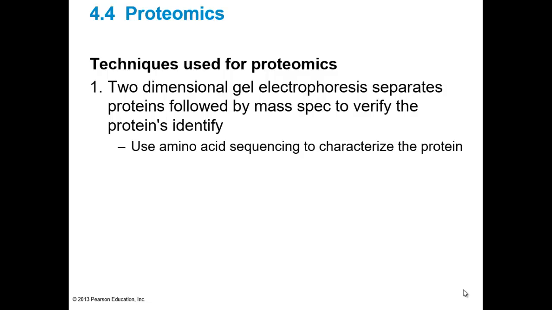You cut out the dots, and then you run them on mass spectrometry, and that will verify. The mass spectrometry will lyse the protein up into fractions and then give you the actual identity of the protein. Okay, and then when we're done with all that, then we can use amino acid sequencing to characterize a particular protein.